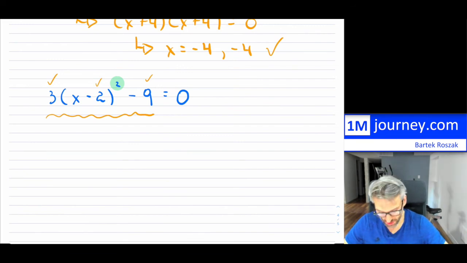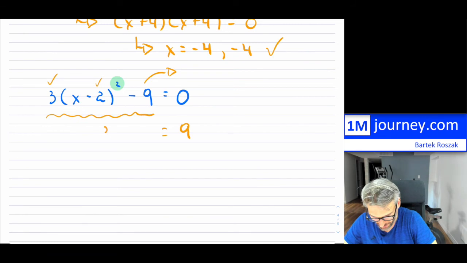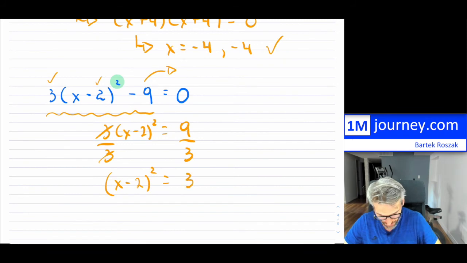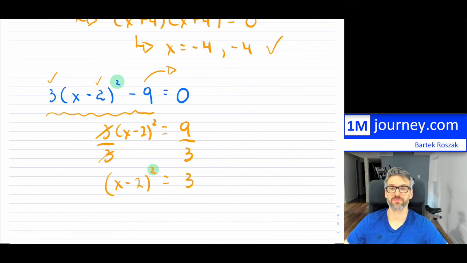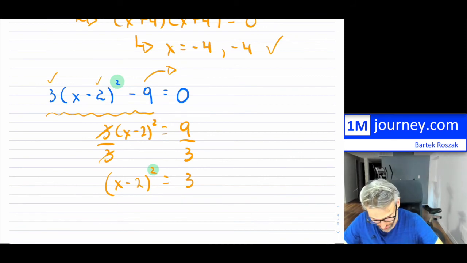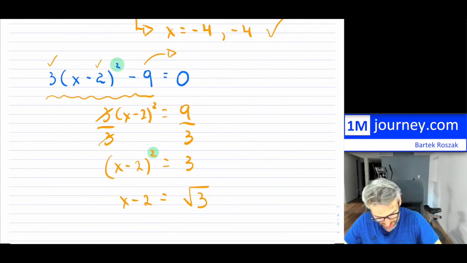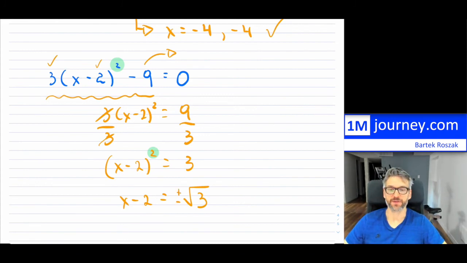So how would I solve this? I'm going to shift the 9 over to the other side. So this is 3(x minus 2) squared equals 9. I'm going to divide by 3 on both sides, and this is (x minus 2) squared equals 3. Now notice, yes, I have a square there, but I can take the square root. So x minus 2 is equal to plus or minus the square root of 3.